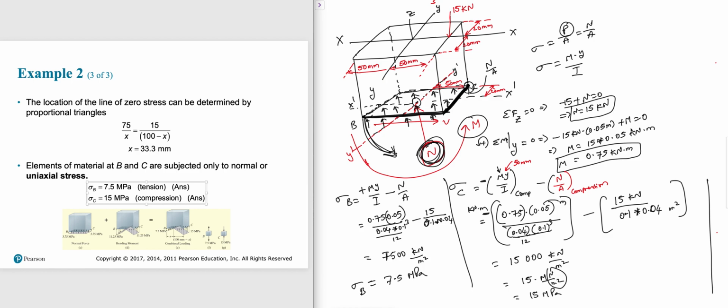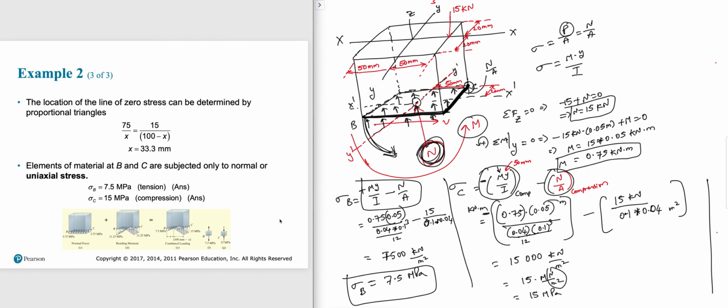So basically this concept is the superposition. Due to moment, it's positive, but due to normal, it's negative. But when it comes to C, due to moment, it's negative, and due to normal, it's negative. Both are negative. Okay. So that's how we do this problem.